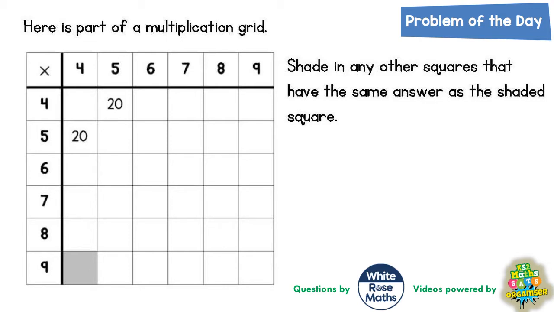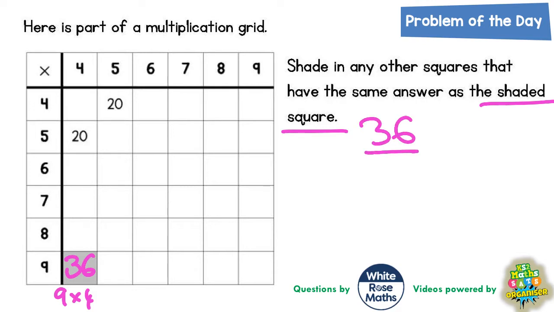Well, first thing we need to do is figure out what that answer in the shaded square actually is. If we read along to the side and all the way up to the top, it's going to be 9 times 4. Well, 9 times 4 is 36, so that's the answer in the shaded square. So the shaded square is 36.